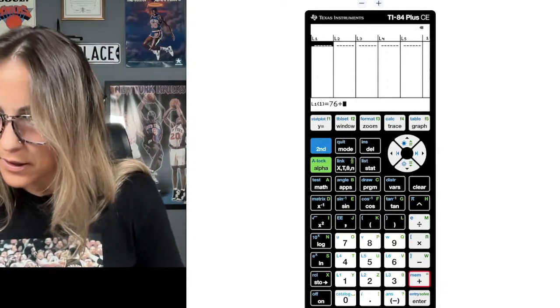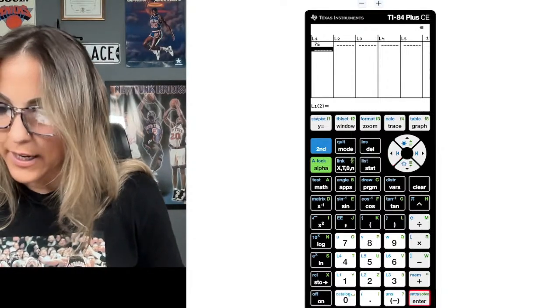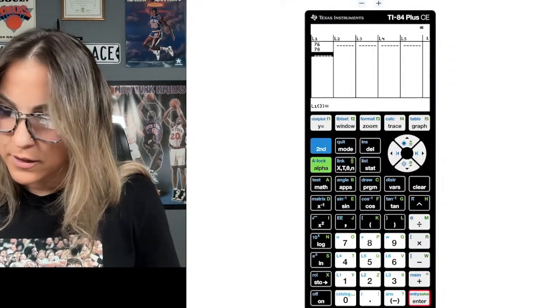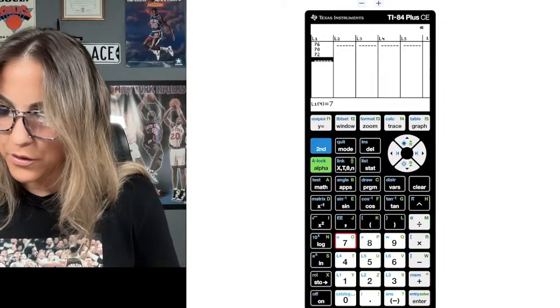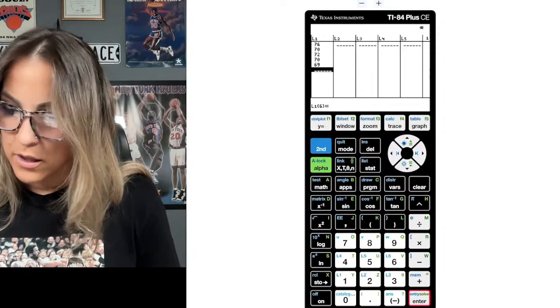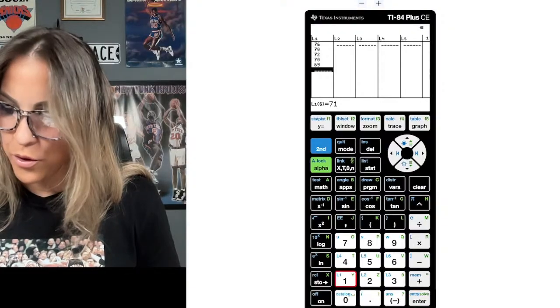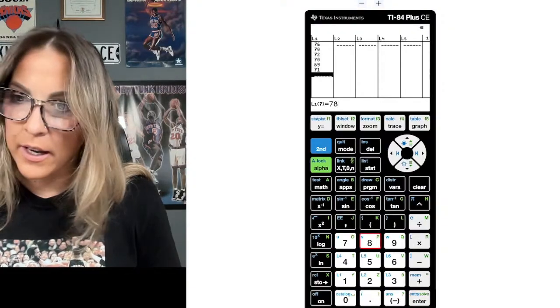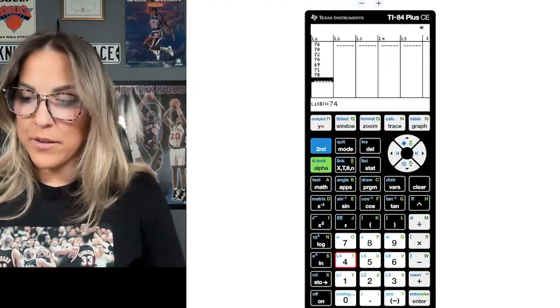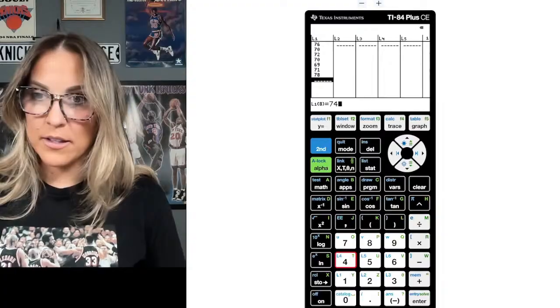So we have 76. You're just going to hit enter. 70, 72, another 70, 69, 71. You don't have to put them in order. In case you're thinking that when you do this by hand, you do need these to be in order, but the calculator is going to do all that work for us. All right, so we entered all the values into our list 1.